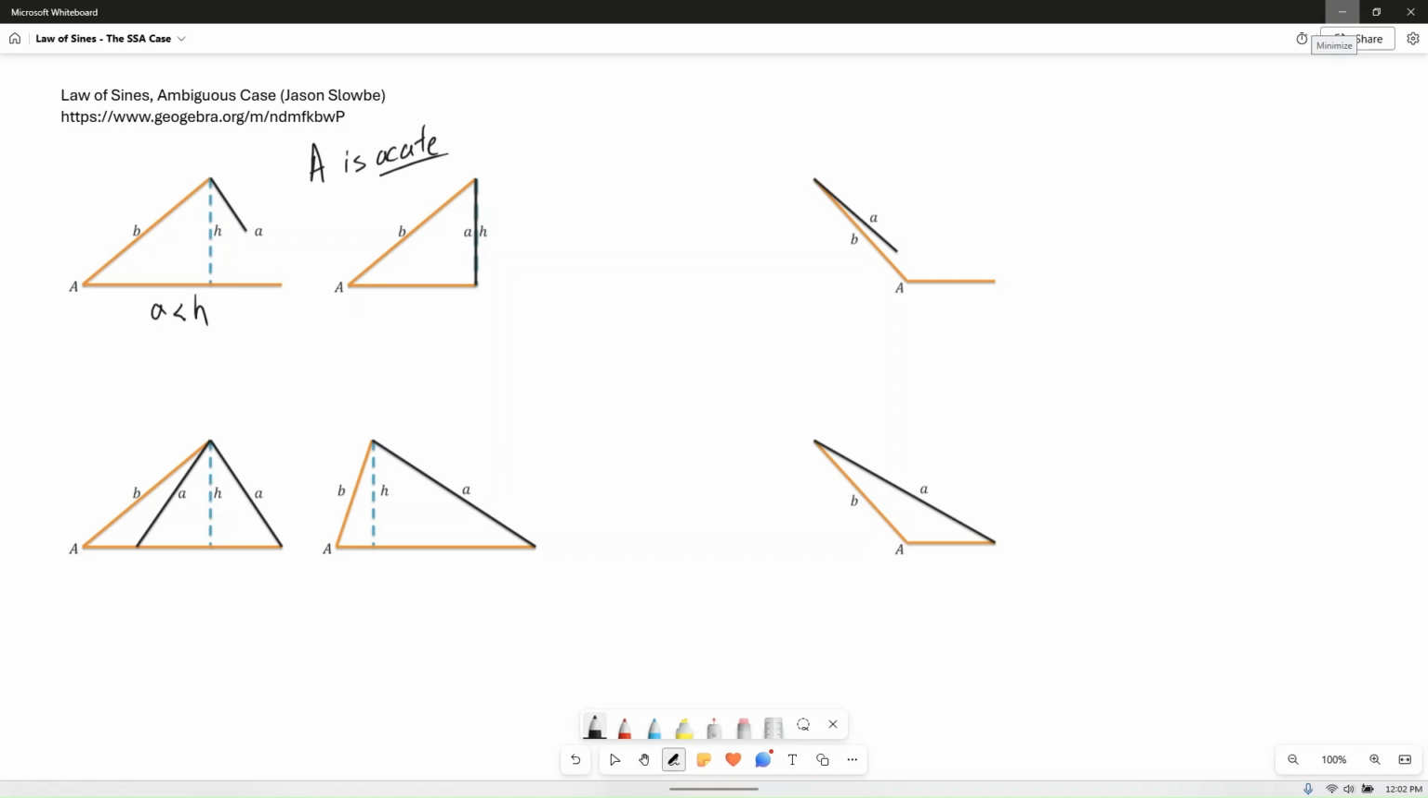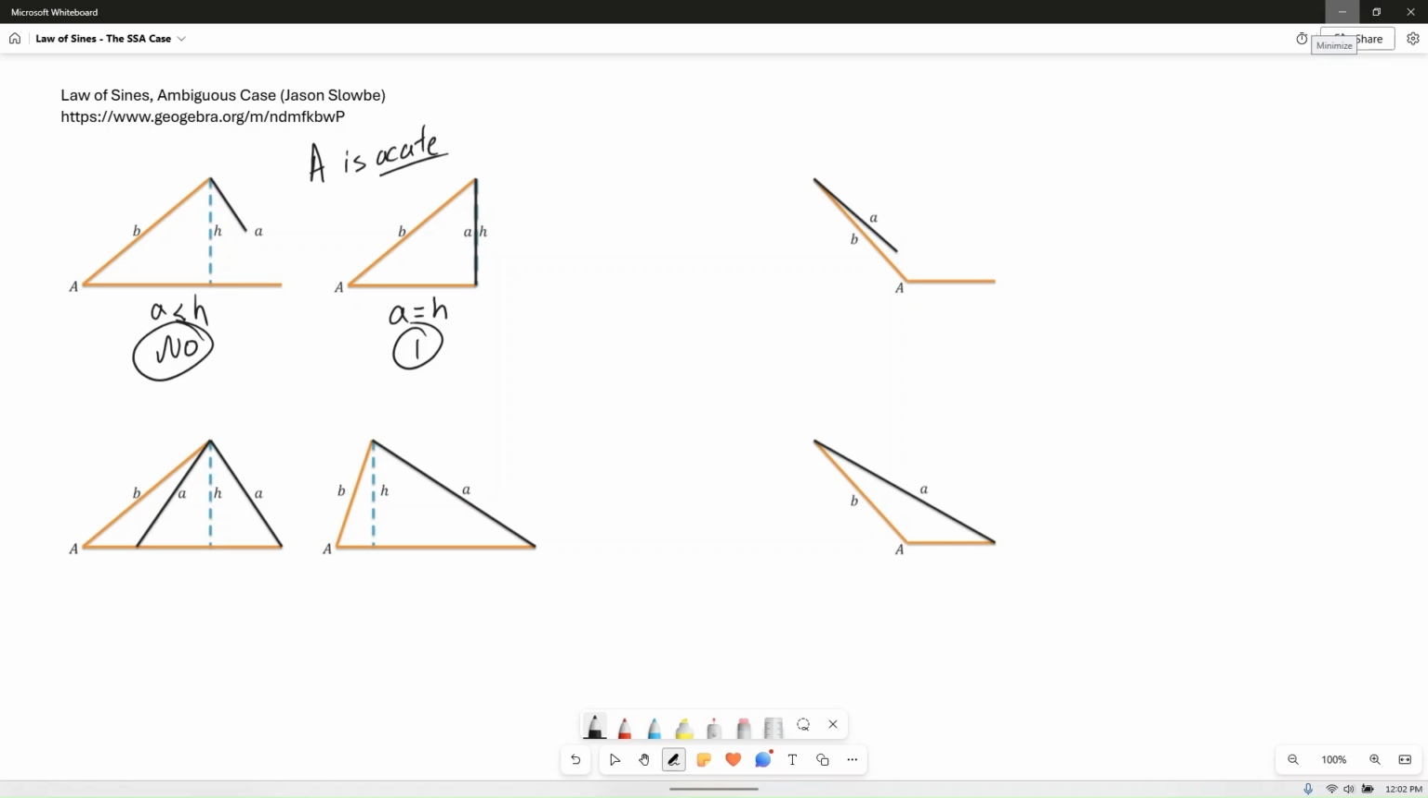Okay, so in this case, again, side A is shorter than the height of the triangle, then that means there is no solution. Okay, there's no solution if the opposite side is shorter than the height. The next situation is if the opposite side is equal to the height. So again, what if A is equal to H? We then have 1 solution. It's just a right triangle. It's not even the law of sines. It's just a right triangle.